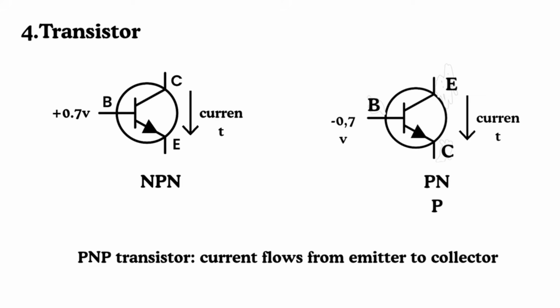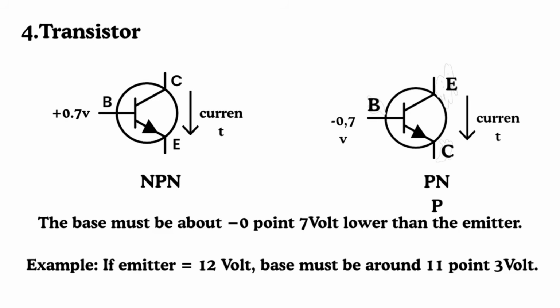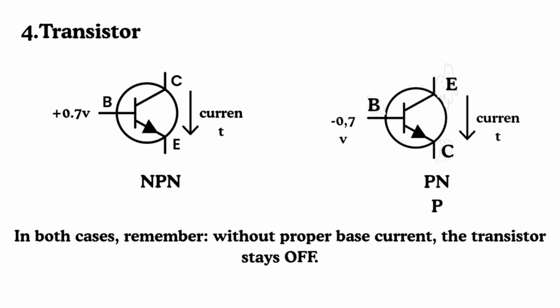For a PNP transistor, current flows from emitter to collector. The base must be about 0.7 volt lower than the emitter. Example, if emitter is at 12 volt, base must be around 11.3 volt. In both cases, remember, without proper base current, the transistor stays off.